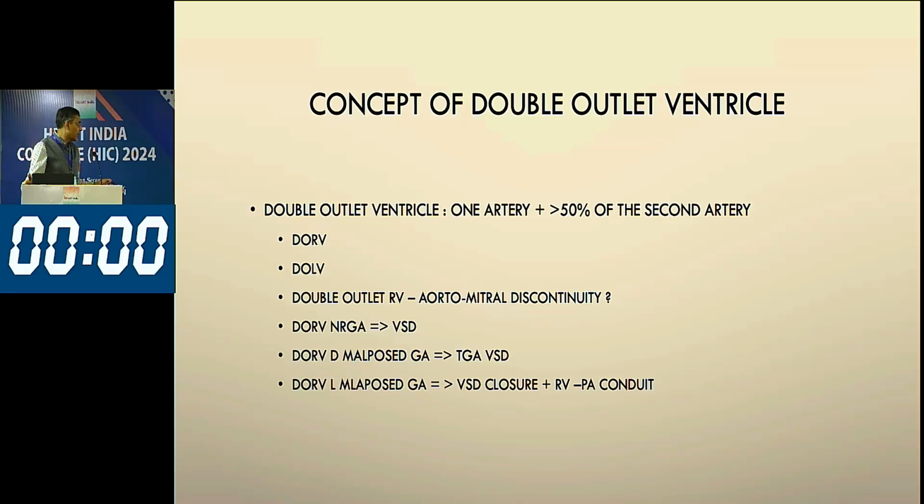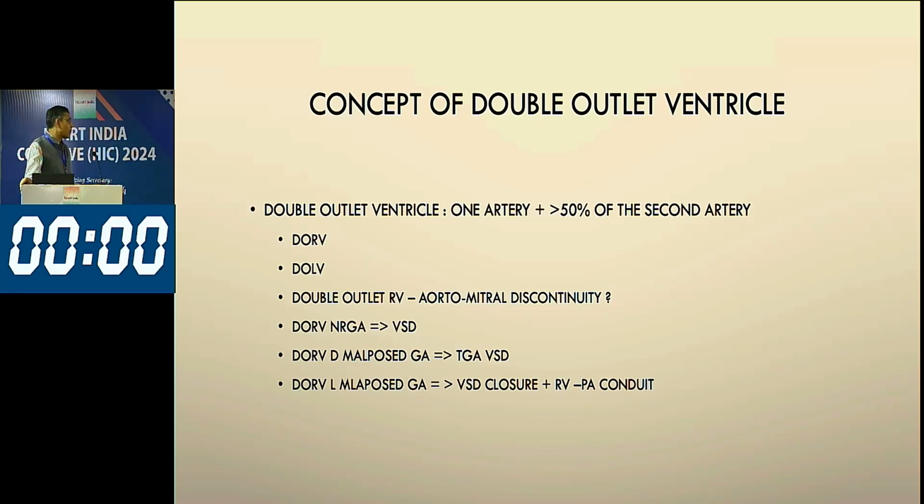DORVs are more common in nature. In double outlet right ventricle, should you have aortomitral discontinuity? If we go by just the 50% rule, then aortomitral discontinuity is not important. Whereas if you read Van Praagh's article, they say that aortomitral discontinuity is the hallmark of double outlet right ventricle. But in many hearts, even where the blood vessels are normally related and there is less than 50% override, aortomitral discontinuity may be present. So double outlet right ventricle behaves in multiple fashions, or there are various subtypes.